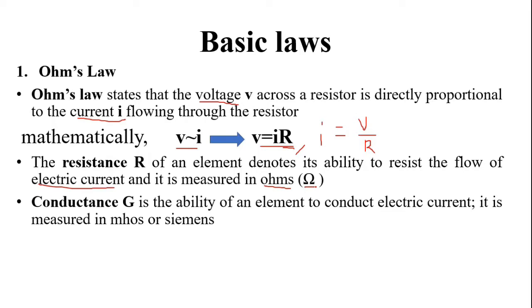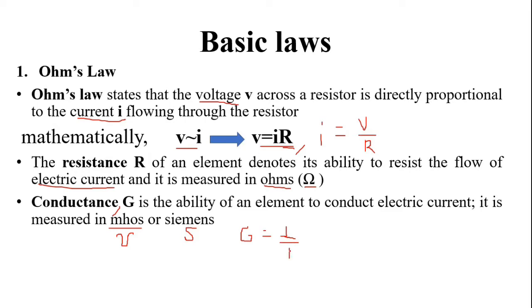The other concept here is conductance. Conductance is symbolized as G, and it is defined as the ability of an element to conduct electric current. It is measured in mhos, symbolized like this, or Siemens, that means S. We can also define conductance as the reciprocal of resistance. So G can be mathematically defined as 1 over R, a reciprocal of R.